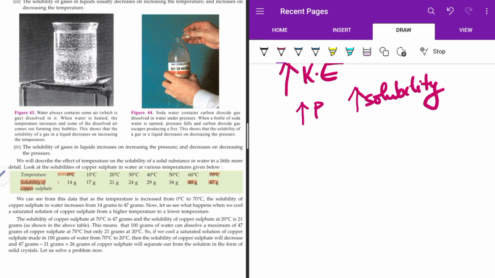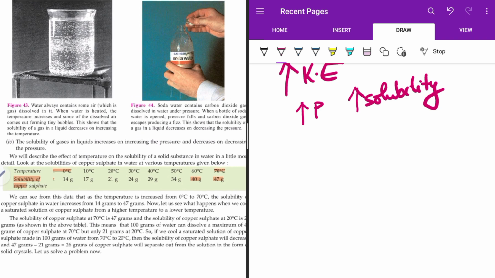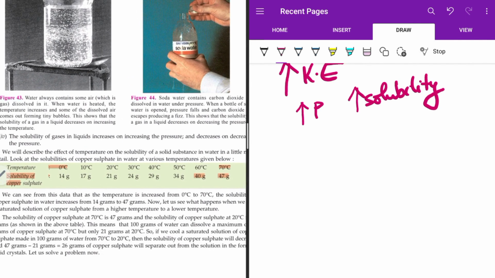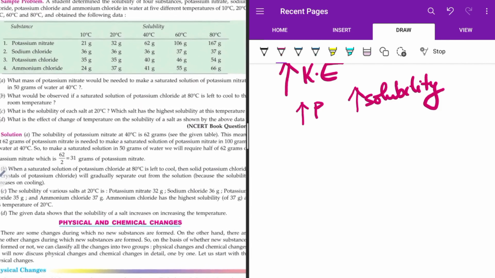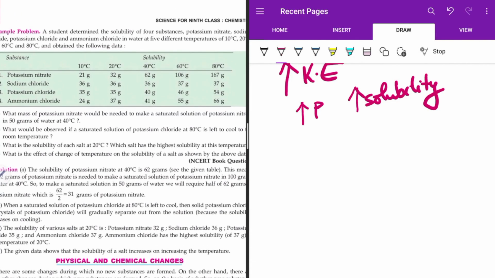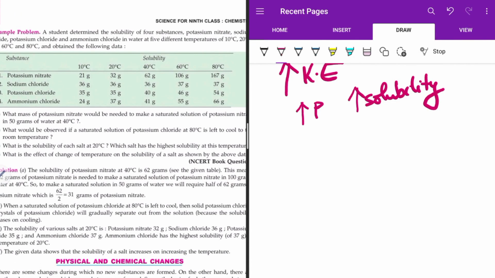So does it mean that this solubility will go on increasing infinitely? No, not at all. When at a particular temperature, you see that maximum possible solute is dissolved, after that you go to increase it, you will not be able to bring out any change.